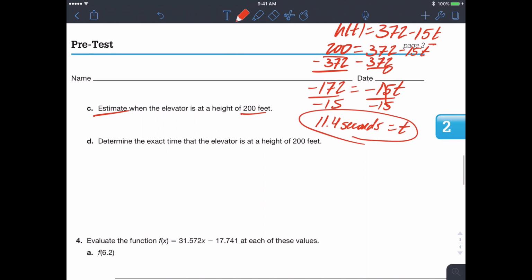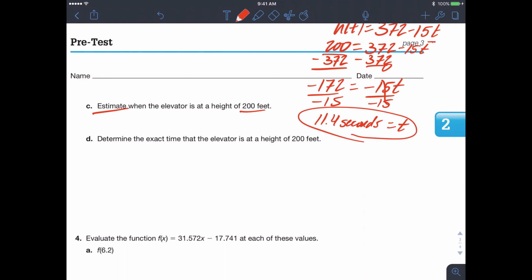Determine the exact time that the elevator is at 200 feet? Well, if we know at an estimation, it'll be 200 feet at, oh, this is easy. So this is where they try to trick you. So this is an estimation, right? At t equals 11.4 seconds, it's going to be 200 feet.